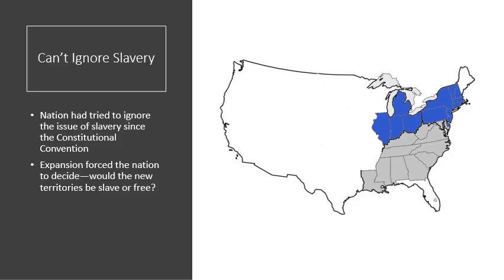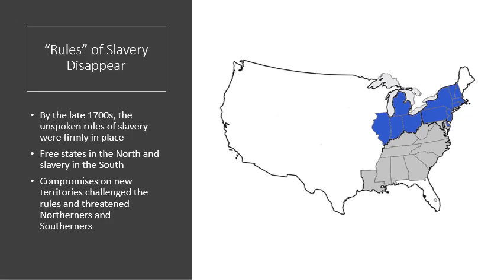The nation had really tried to ignore the issue of slavery, particularly in the Constitutional Convention when they were coming up with the idea of the Constitution and the new government. The only time they mentioned slaves was in the Three-Fifths Compromise. The rest of the time, they made no decision about what to do with new states, and whether new territories would be slave states or free states. So this really becomes a complicated issue as the country begins to expand.